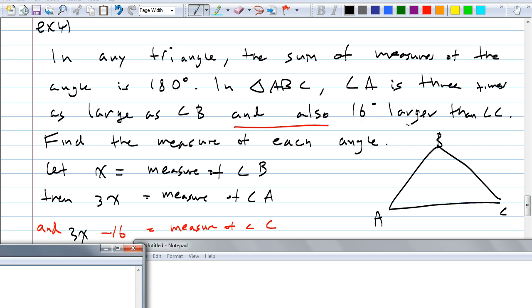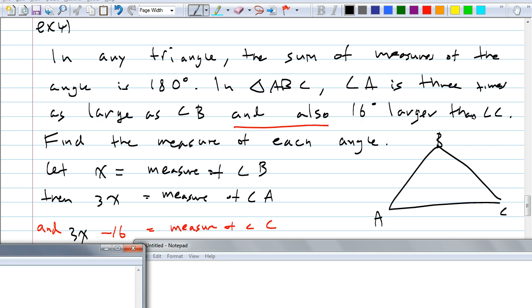Does that make sense, guys? Guess what? A lot of people mess up on this question. Instead of 3x minus 16, they write 3x plus 16 because they only see 16 degrees larger. But which one's larger? A is larger than C. Therefore, C is 16 degrees less than A. Does that make sense? Please, you gotta make that little change there.